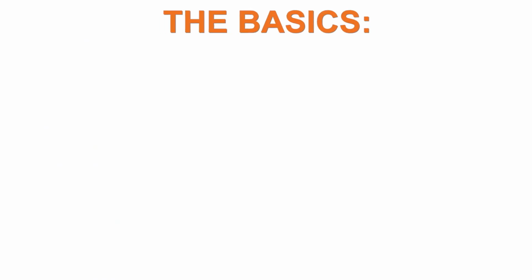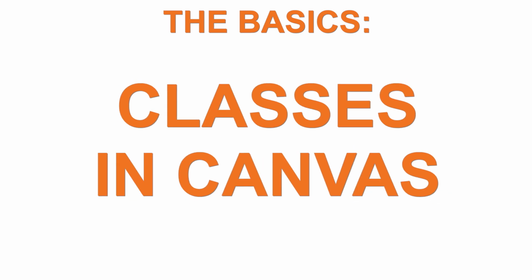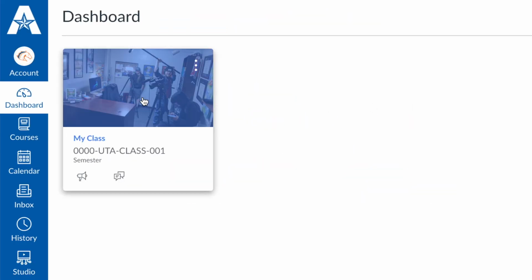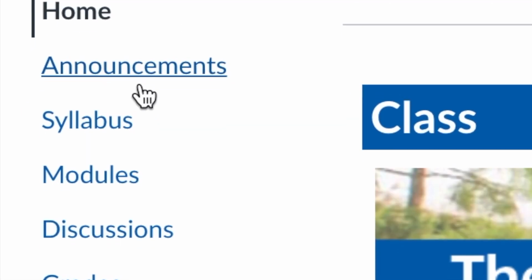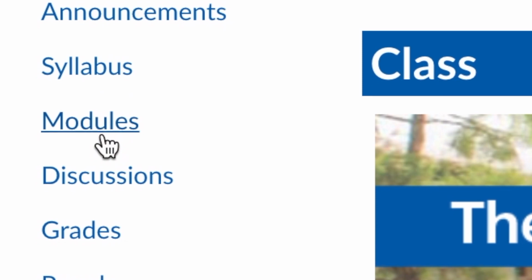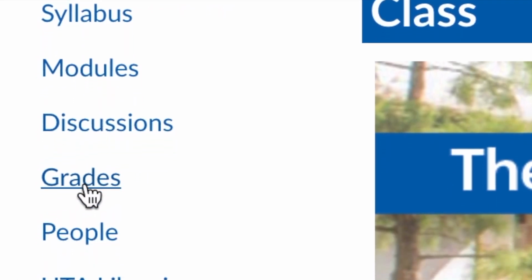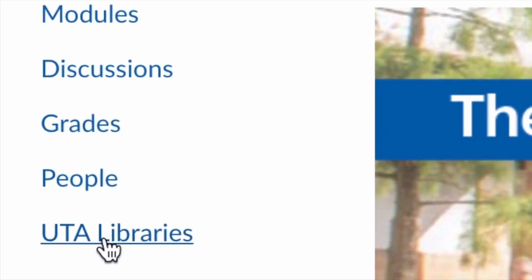Now that you're logged in, let's look at how to interact with your classes. From the dashboard, click the card for one of your courses. This will take you to the home page for that class. This page features the course name and any other information your professor opts to be available. On the left, you'll see options like syllabus, grades, discussions, and more. Clicking these will take you to the respective information.